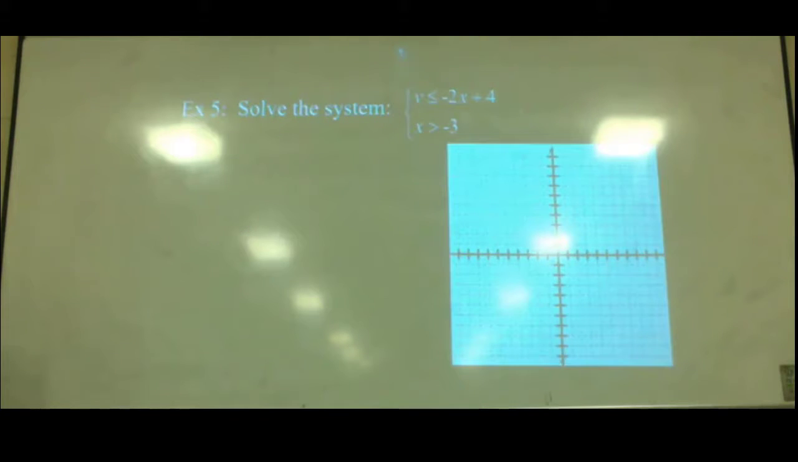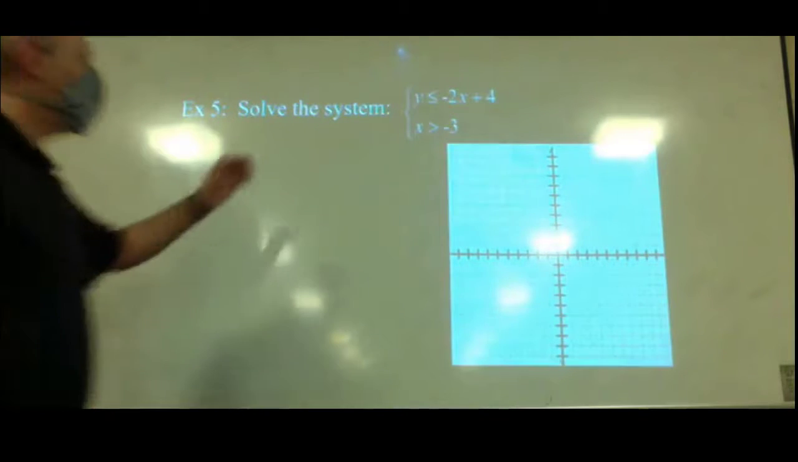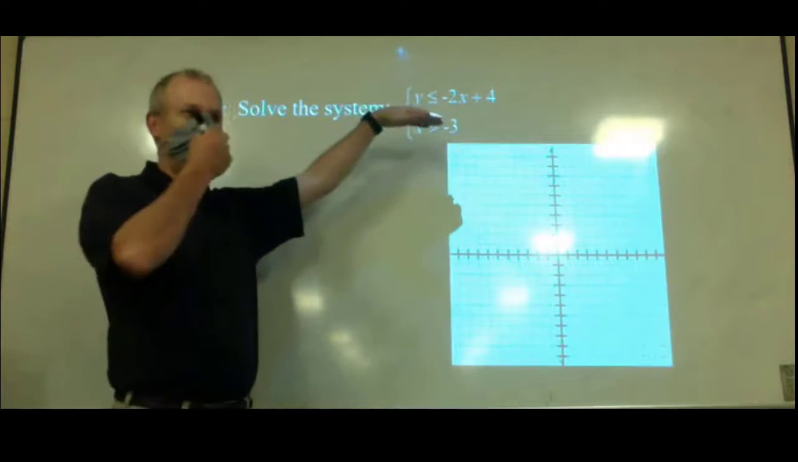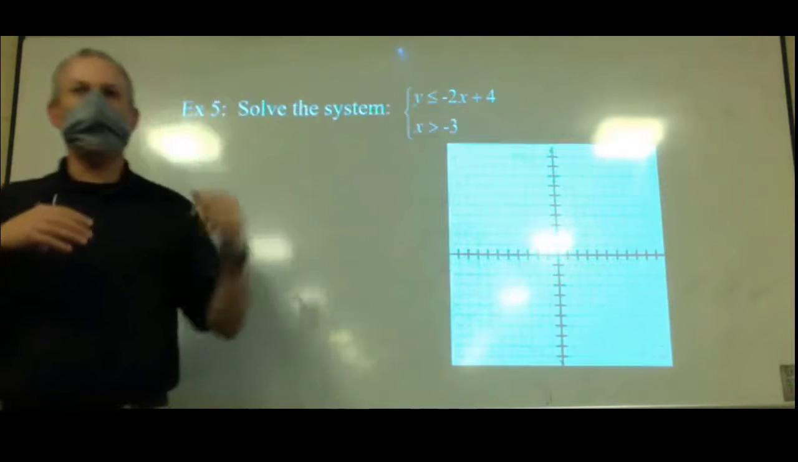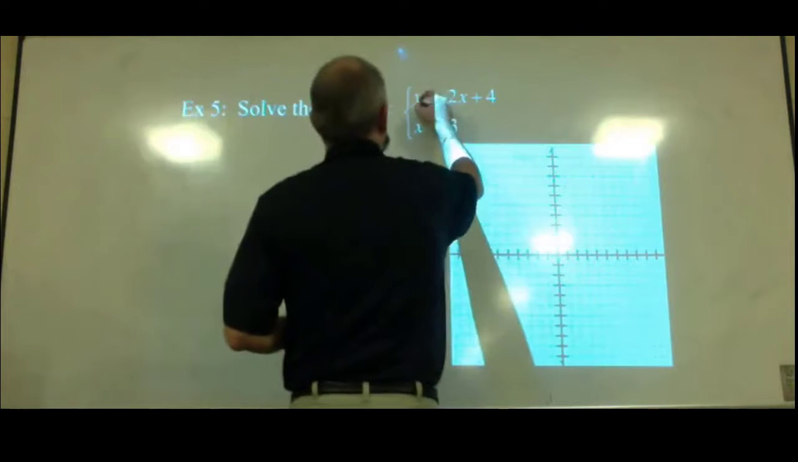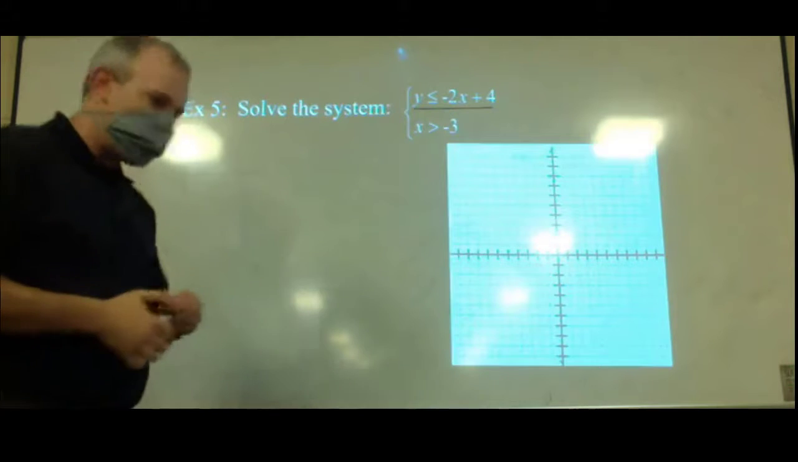Okay, so let's do this one, solve the system. And you'll notice I've got a graph here because in order to do these, we really have to graph them. So notice the first one, the boundary is a line. The second one, the boundary is a line because there's no squared stuff or anything like that. This one is already in what we would consider slope-intercept form. So let's see, I'm going to draw that one in blue.